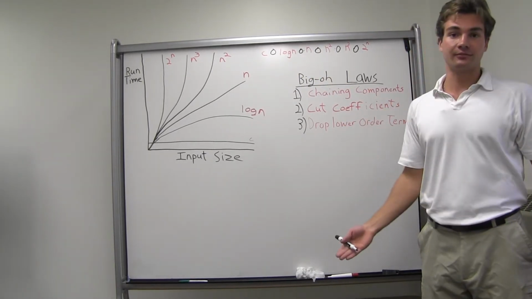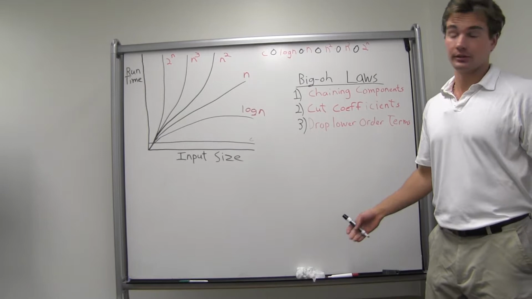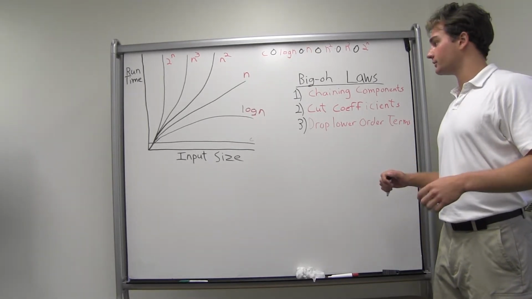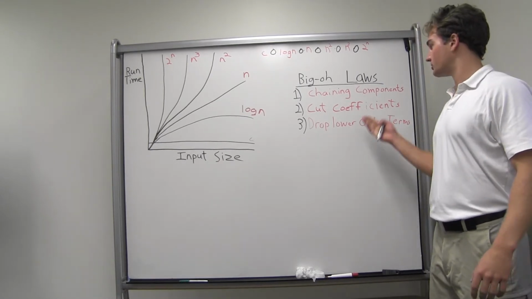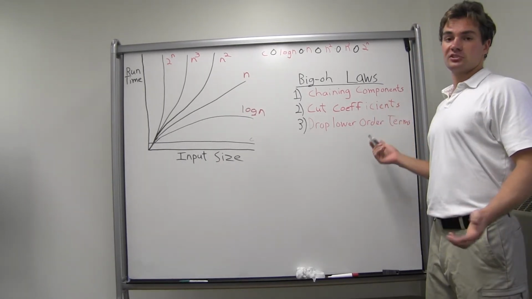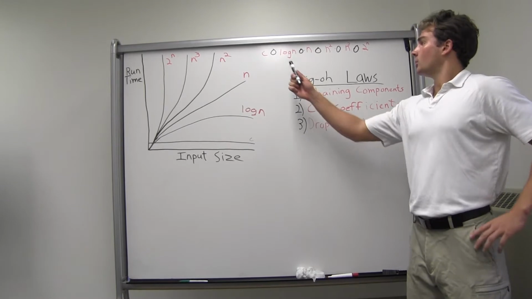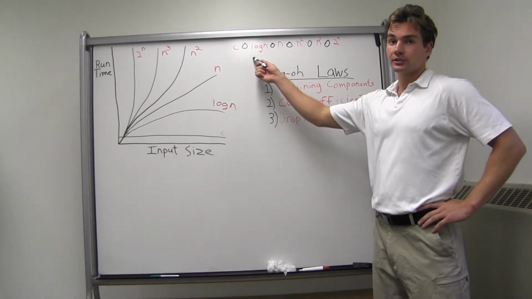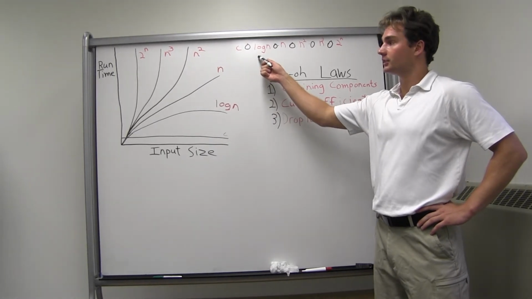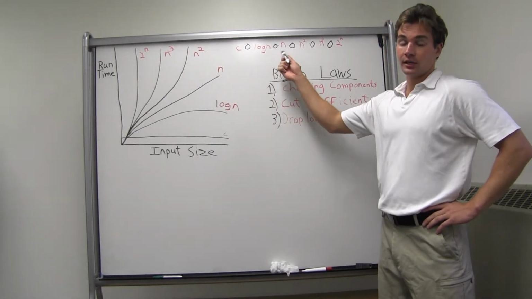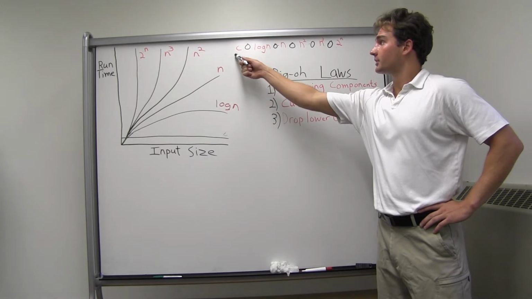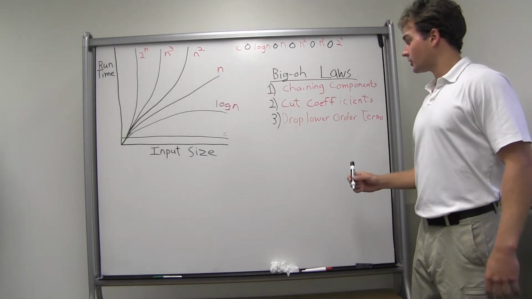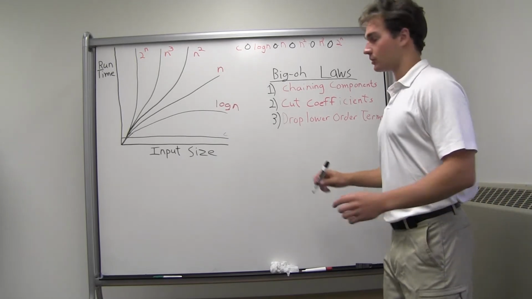If you want a precise definition, of course, Google it. So let's talk a little bit about the laws associated with big O. The first one is very intuitive. It's called chaining. If a constant function is big O of a logarithmic function, and the logarithmic function is big O of a linear function, then the constant function is big O of the linear function. That's just called chaining.